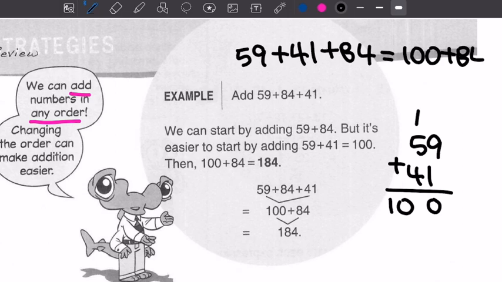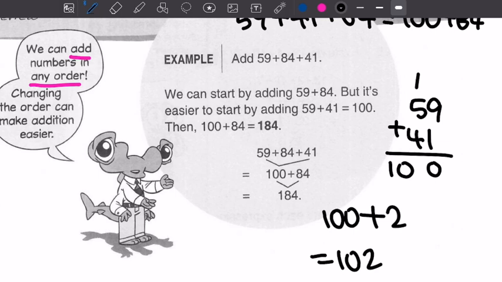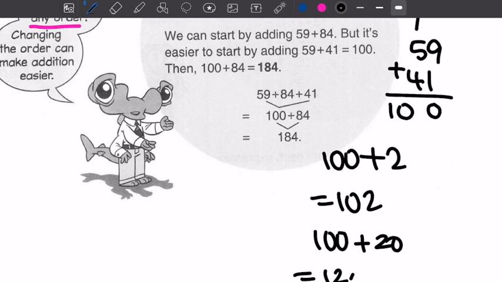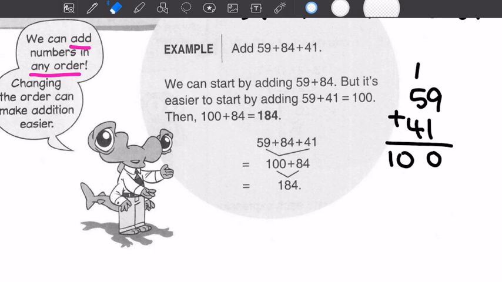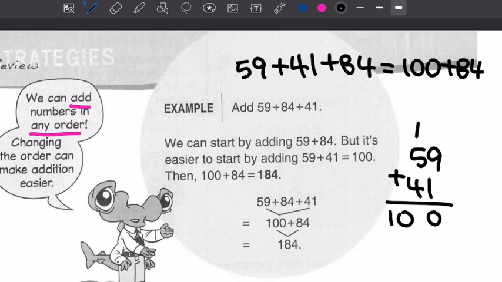And this makes the calculation much easier because we know that 100 plus anything would be 100 and that number, if that makes sense. So if it's 100 plus 2, it would be 102. If it's 100 plus 20, it would be 120. And that is because for 100, we have 1 and then a 0 and a 0. Since it's 100 plus 84, we know that this is equal to 184.